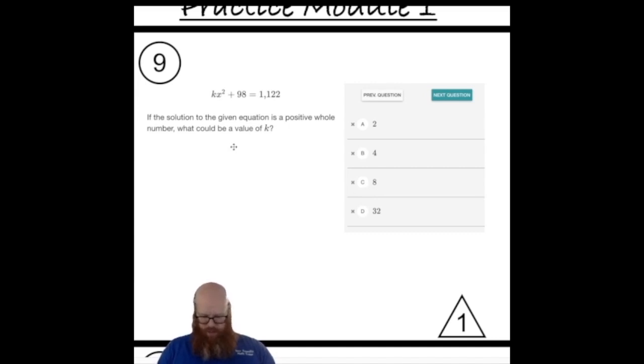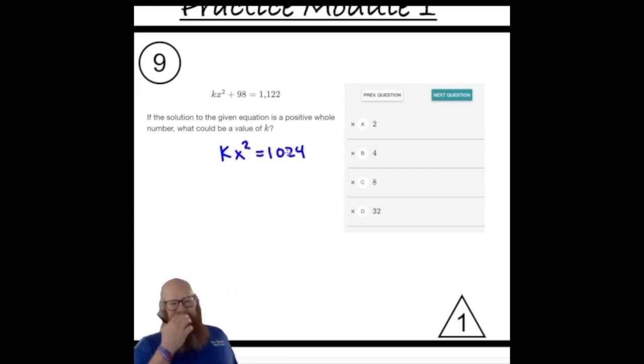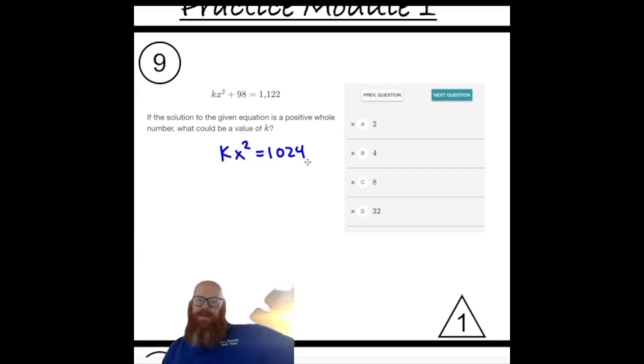1,122 minus 98, and that's 1,024. So kx squared equals 1,024. And then what happens is if I were to get x by itself, I divide by k, and then I take the square root, and I would need it to be a positive whole number. So I'm just going to run through that really quickly.